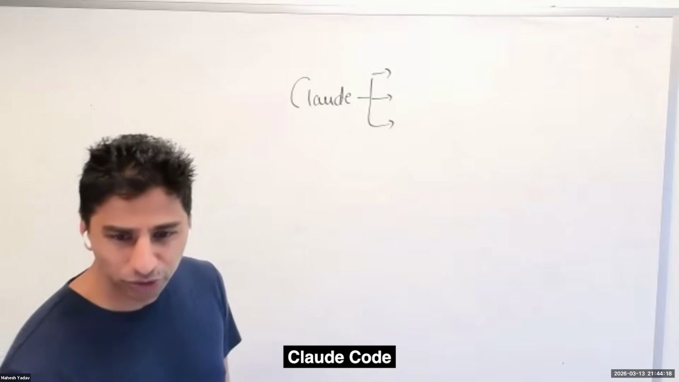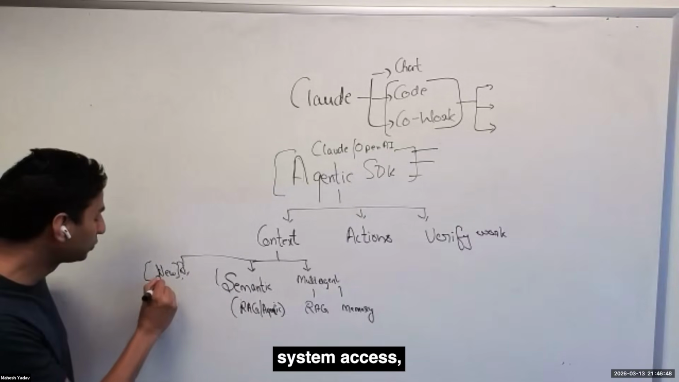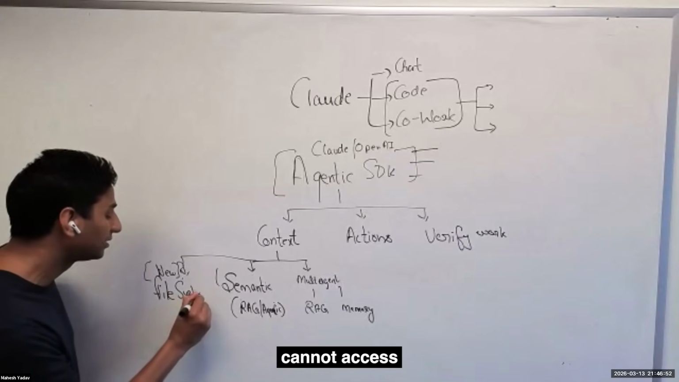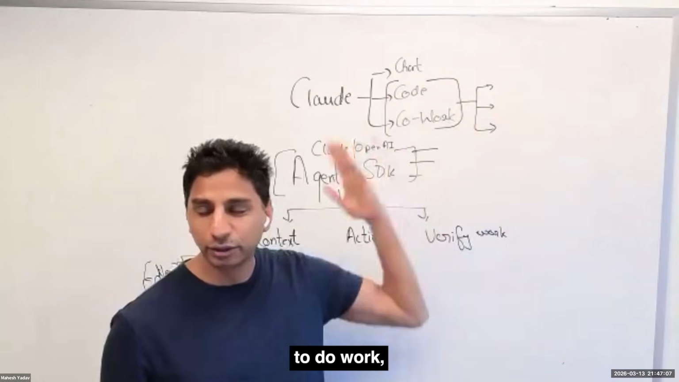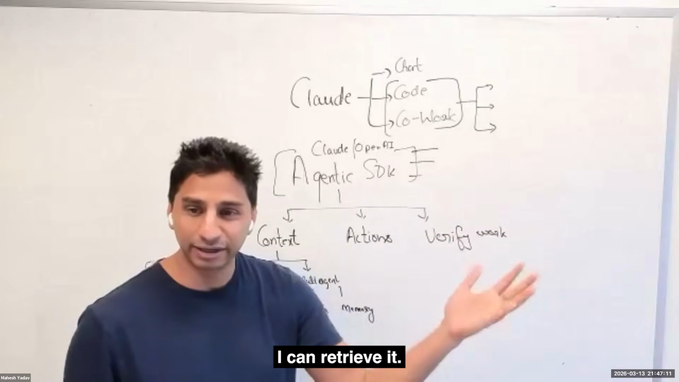What are the new things that Claude Code introduced which we didn't know? One is they added file system access, which was forbidden for all the agents before. The agents cannot access or never try to access your file system. But if you want me to do work, the work requires some kind of files that you store on your PC, and I can store it, I can retrieve it.